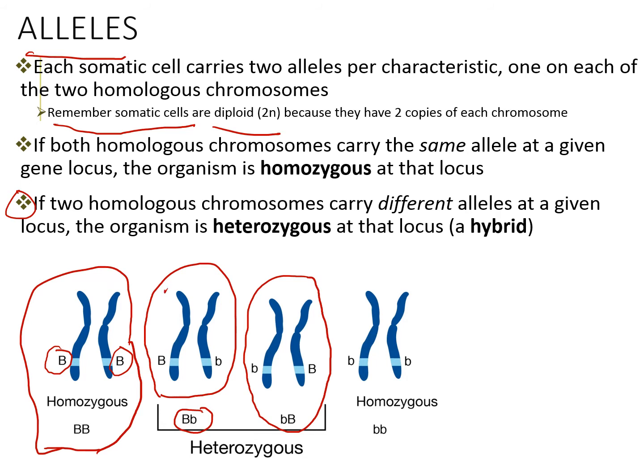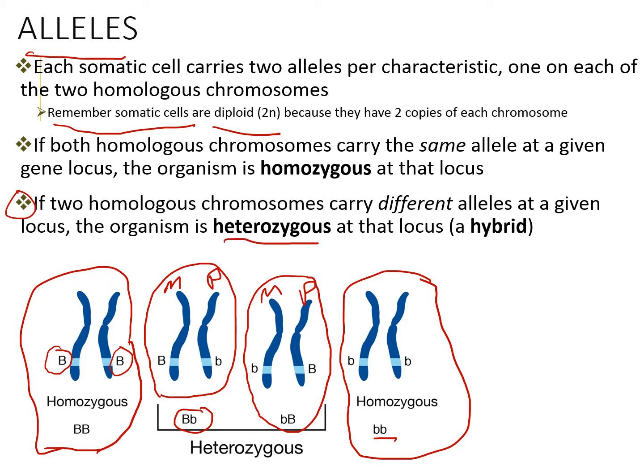Suffice to say that remember that each chromosome is either from the maternal line or the paternal line. So I'll draw that in here, maternal, paternal. So there's two different ways that could result in an individual being heterozygous. The mom could give the big B and the dad could give the little b, or the opposite. The mom could give the little b and the dad could give the big B. Lastly, we could also be homozygous for the other allele, and that's shown here, little b, little b. Heterozygotes are also sometimes called hybrids.